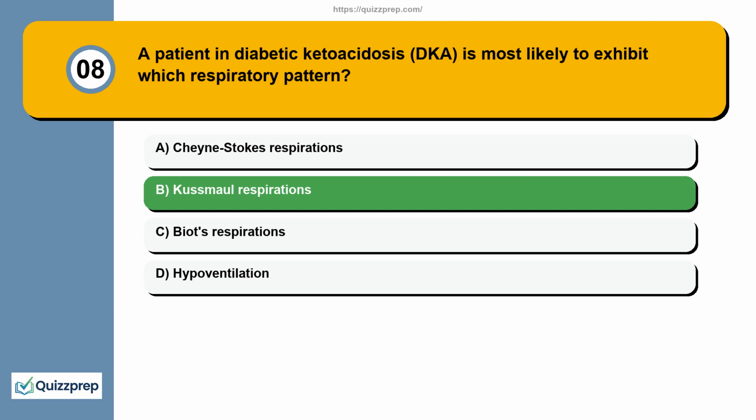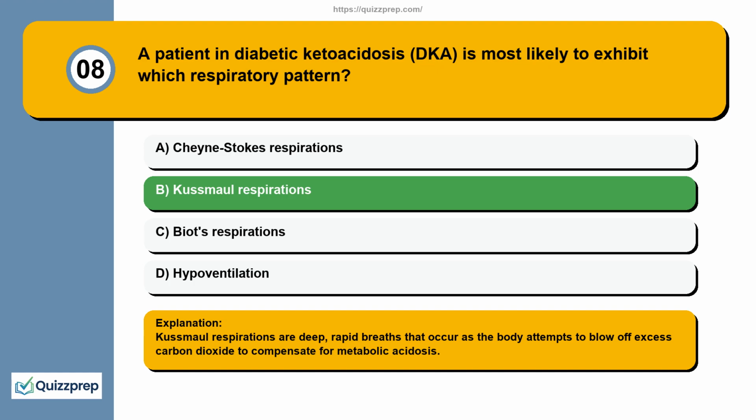Kussmaul respirations. Explanation. Kussmaul respirations are deep, rapid breaths that occur as the body attempts to blow off excess carbon dioxide to compensate for metabolic acidosis.